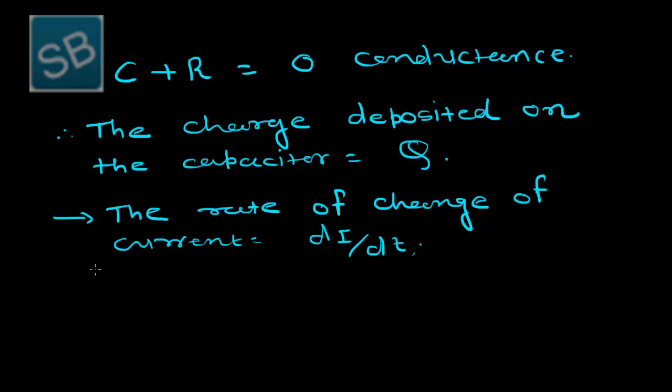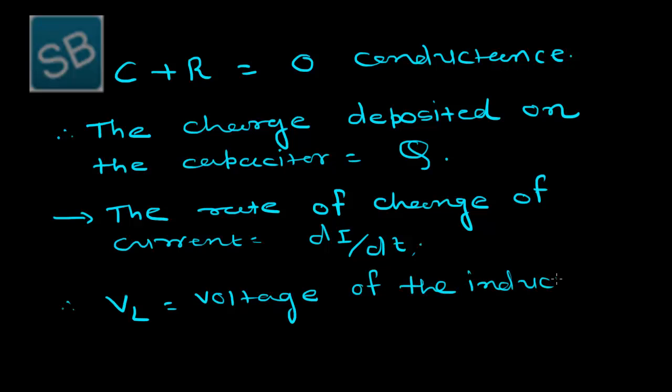Now, if we see the voltage passing through the inductor, the voltage of the inductor, VL, which kind of voltage will you get? The value of the inductor into the rate of change of current. So VL is equal to L di by dt, and here you are actually applying Kirchhoff's law for the remaining quantities.